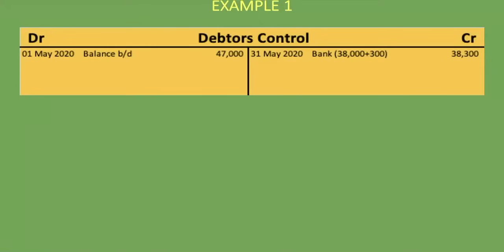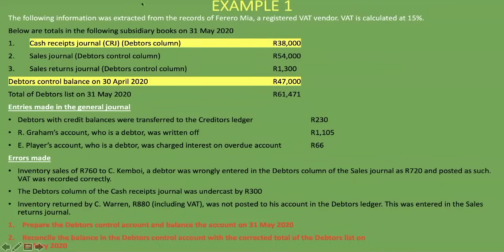Remember, cash receipts journal, the debtors column records everything that we've been paid by our debtors. That means it reduces our asset, which is the debtors control. Whenever your debtors pay you, they reduce the debtors control, meaning fewer people now owe us. So we put there the 38,300 Rand, and then we go back. I've just highlighted the cash receipts journal because we're done with that one, and we also make sure we highlight the debtors column of the cash receipts journal of 300 Rand. And now that we've done that, we continue.